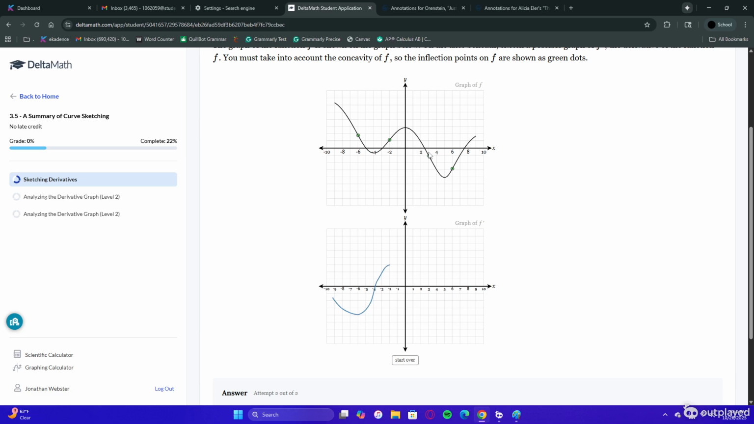Now from -2 to 3, f is concave down, so f prime is going to start decreasing. But you see from -2 to 0, this is where f is increasing. So from -2 to 0, it's concave down, which means that f prime is going to be decreasing. And from -2 to 0, it's increasing, which means that f prime is going to be still above 0.